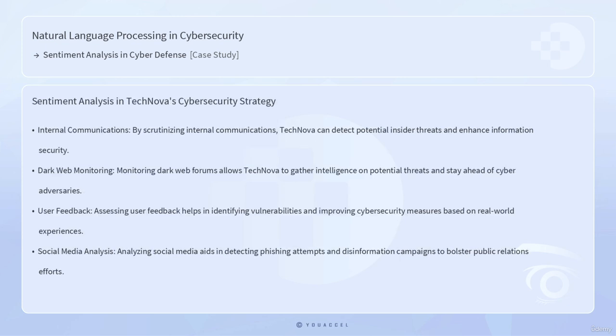To conclude, sentiment analysis provides Technova with a multifaceted approach to bolster their cyber defenses. By scrutinizing internal communications, monitoring dark web forums, assessing user feedback, enhancing phishing detection, and analyzing social media, Technova stays a step ahead of cyber adversaries. The integration of sentiment analysis in their cybersecurity strategy not only helps in proactive threat detection and intelligence gathering, but also strengthens their incident response and public relations efforts.